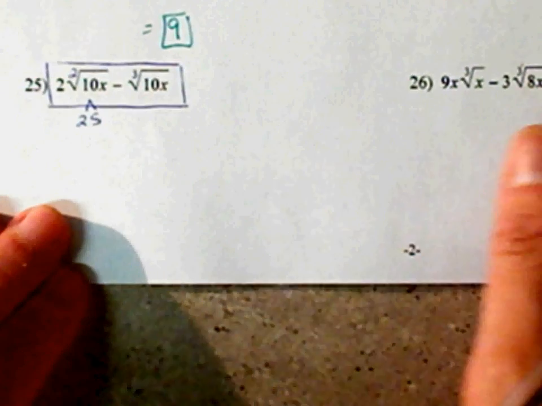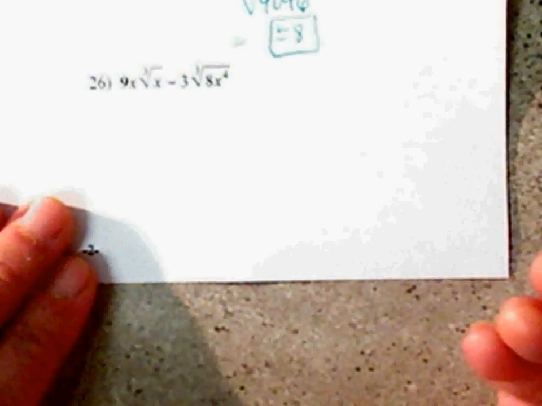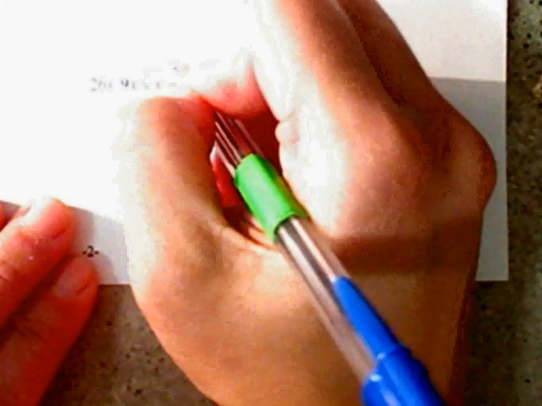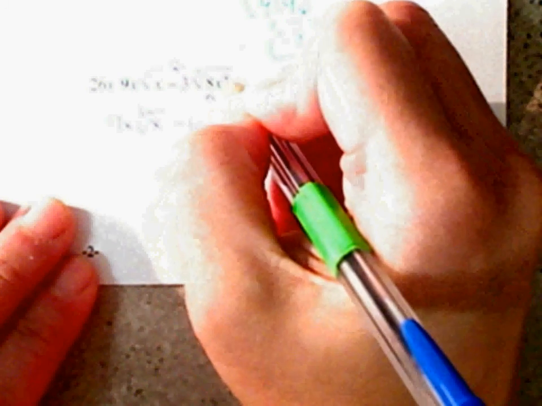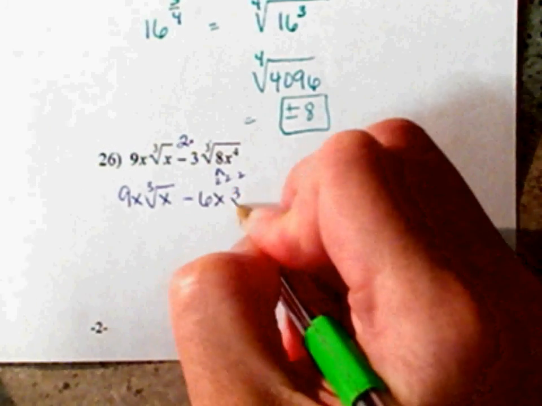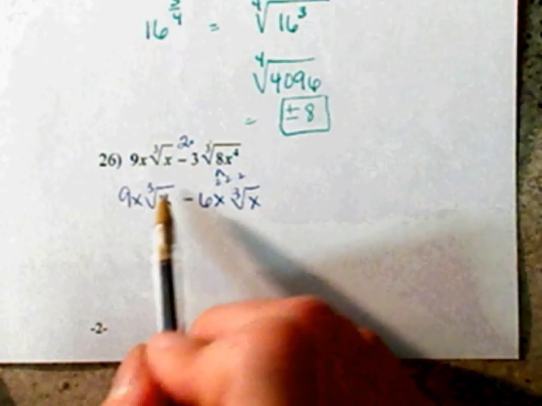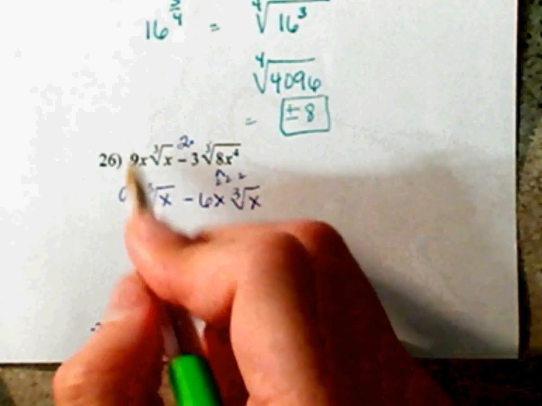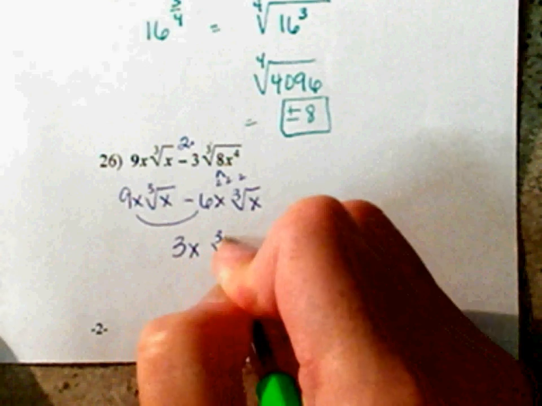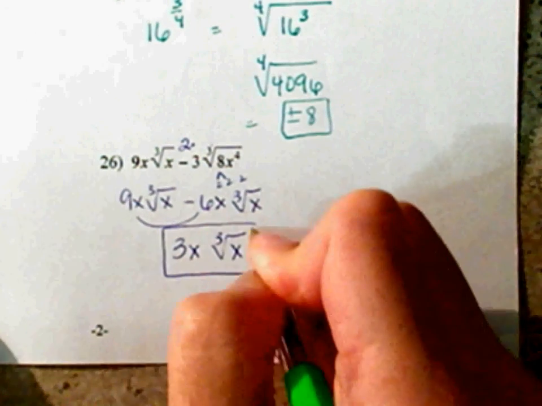On number 26, if you'll look, you got 9x cube root of x. What's the cube root of 8? It is 2. Okay? 2 times negative 3 is negative 6 x to the 4th. Well, on x to the 4th, you can bring out an x with 1 left over. You see that right there? Notice how these are exactly alike. You can now add or subtract. So it's 9x minus 6x, 3x with a cube root of x. And there's your answer for 26. Good luck.